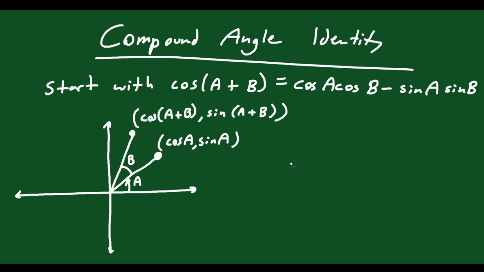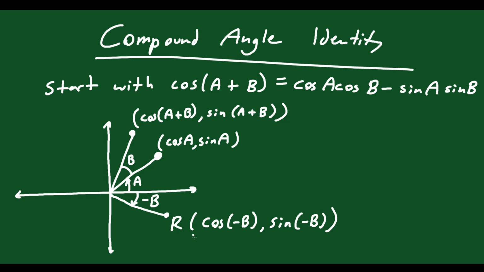Just like that, okay? What we could also do is go down here to negative B, and I could call this point R. And point R is at the coordinate cos negative B, sine negative B, which we can simplify to be cos B, negative sine B. The reason you can simplify it like that is because cos of a negative number is equal to cos of a positive, right?